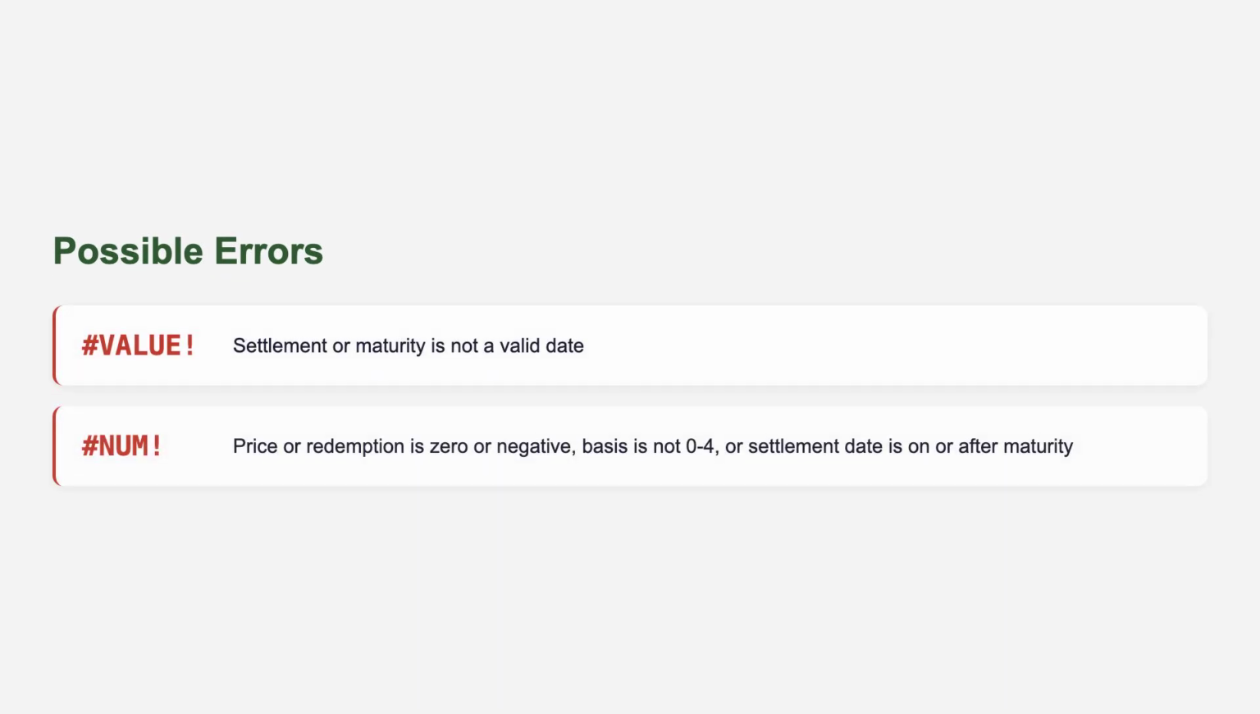Watch out for common errors. A VALUE error occurs when settlement or maturity is not a valid date. A NUM error occurs when price or redemption is 0 or negative, the basis is out of range, or the settlement date is on or after maturity.